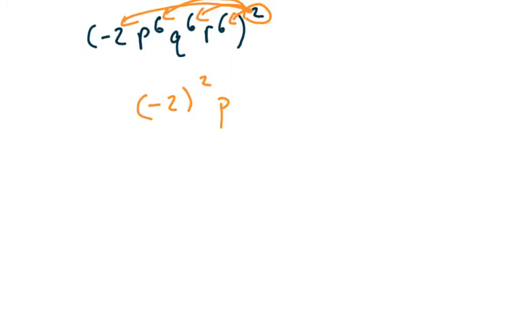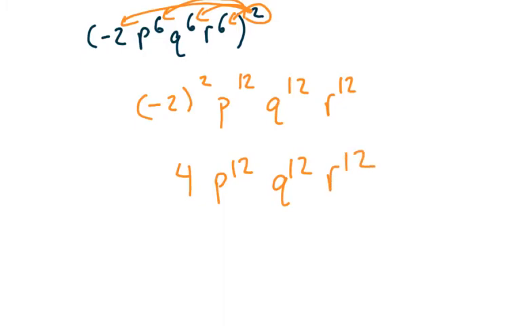The power rule again says we multiply. p to the 12th, q to the 12th, r to the 12th. Again, 2 times 6 is 12, so all of these become 12. This is sufficient. If you went one step further, it would have been 4, p to the 12th, q to the 12th, r to the 12th. Easy as that. All right, let's look at the next one.